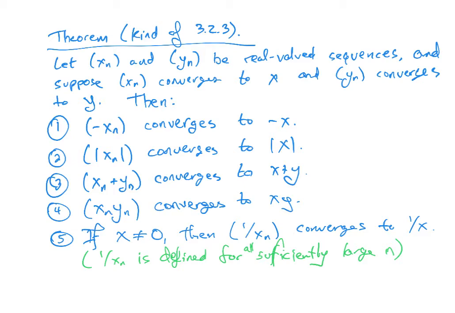That's a way to say that there exists some capital N such that for all little n at least capital N, this happens. And the point is, if your limit is not 0, then eventually your sequence has to stop being 0. Because eventually your sequence has to be close to its limit, and its limit is not 0.